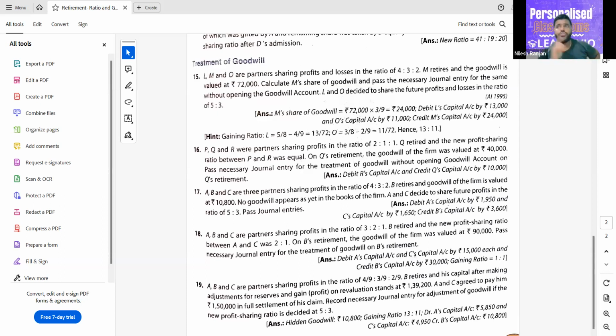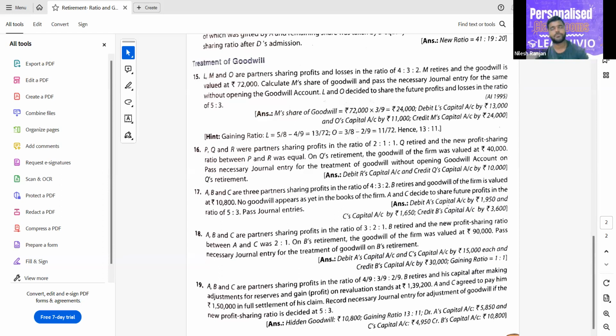I told you that when you use the formula of sacrifice and you get a negative answer, then it is gain. Yes, sir. So, it is gain 3 by 18, 3 by 18. If you convert this into a ratio, then what will you get? 3 is to 3, meaning 1 is to 1. Yes. Okay.